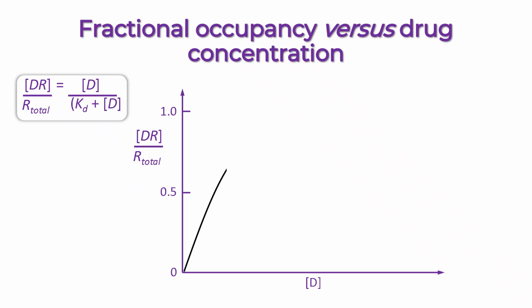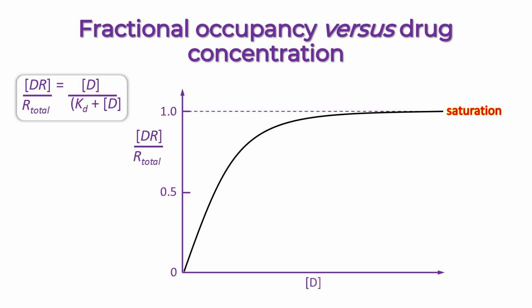But notice what happens as we keep increasing the concentration. The curve begins to bend and flatten. This is saturation. There are only a finite number of receptors, and once most of them are occupied, adding more drug has a diminishing effect. At the top of the curve, occupancy approaches 100%. Every receptor that can bind is already bound.